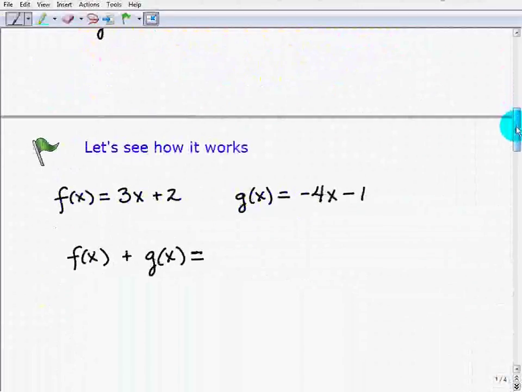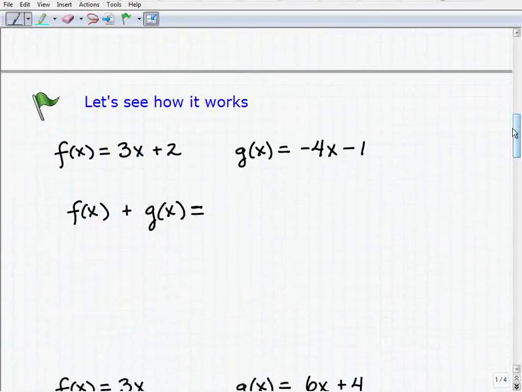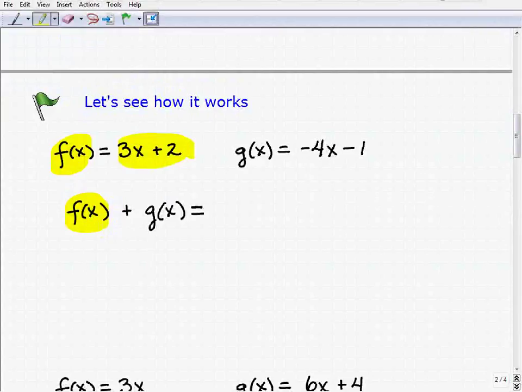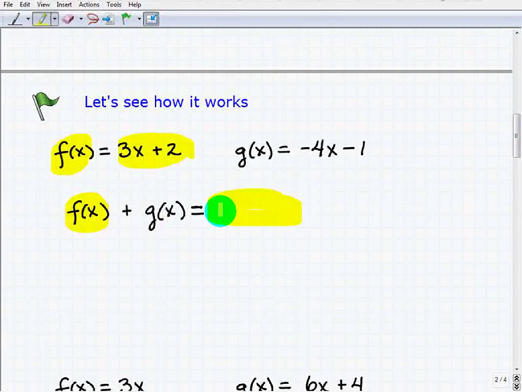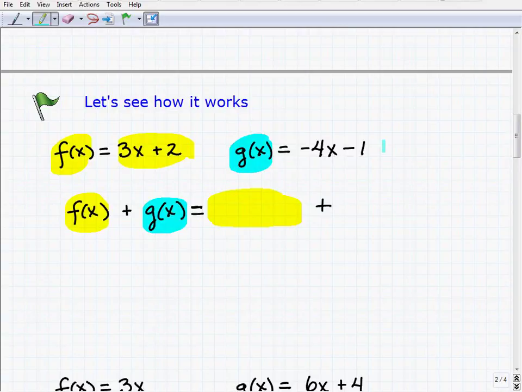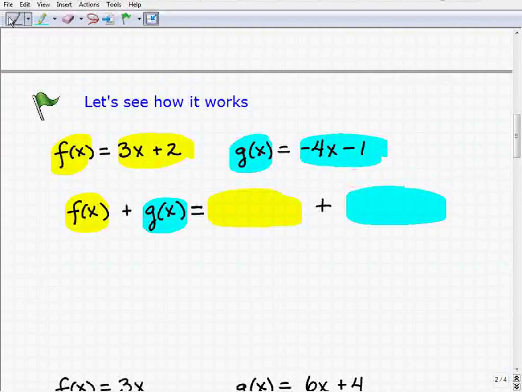But let's go ahead and actually do some examples now. So this is our first problem. F of x and g of x are defined, and I want you to go ahead and add them. So take a moment and set this up. All right, so we have f of x, which is 3x plus 2. I'm going to add it to g of x. So you're going to want to write that function f of x there, and we're going to add it to the function g of x. And g of x is equal to negative 4x minus 1, so you're going to want to write that there. Now once you substitute in the value of these functions, you want to simplify. Let's take a look at what this is going to look like.